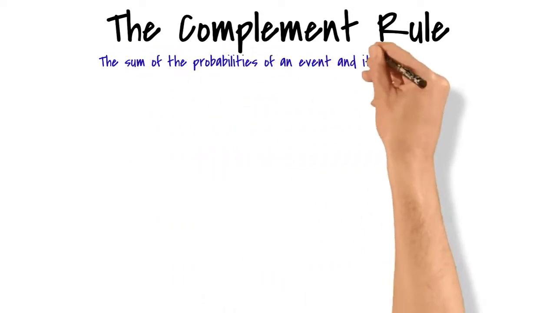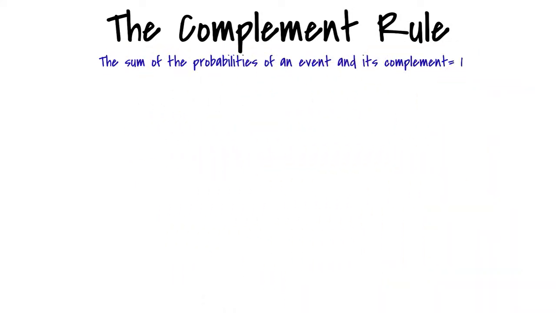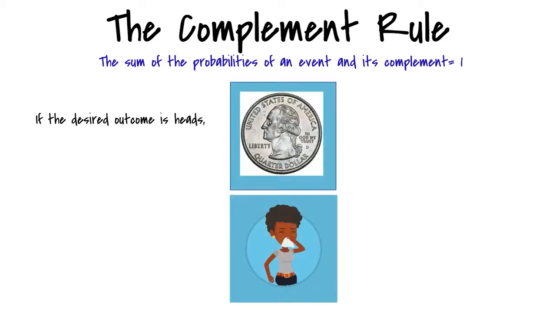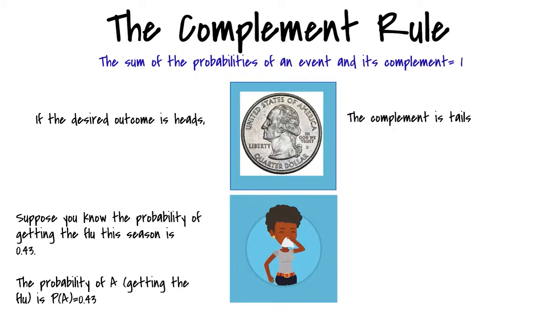The complement rule states that the sum of the probabilities of an event and its complement are equal to 1. For example, if the desired outcome of flipping a coin is heads, the complement is tails. Suppose you know the probability of getting the flu this season is 0.43. The probability of A getting the flu is written as P of A, which equals 0.43.